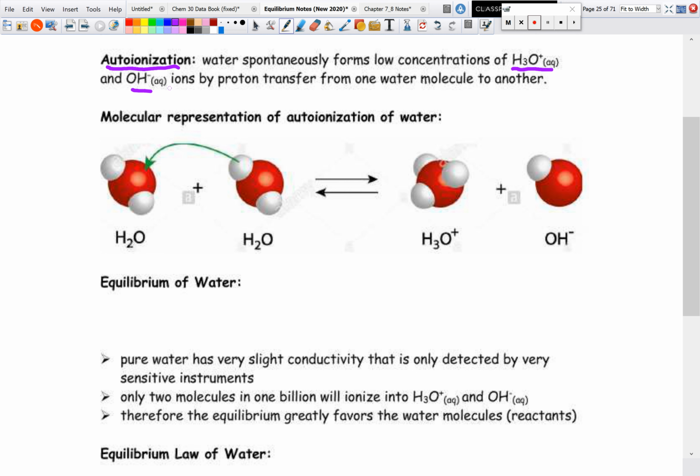So this is what we have here, representing it. We've got two water molecules. We can get a transfer of a hydrogen ion, which remember is H+. That is how we can get hydronium and hydroxide being formed. So if we wanted to do equilibrium calculations with it, we can write out the equilibrium law to look something like this.